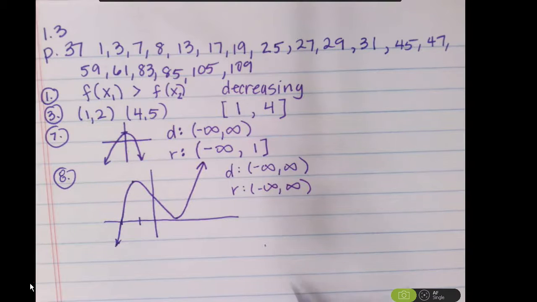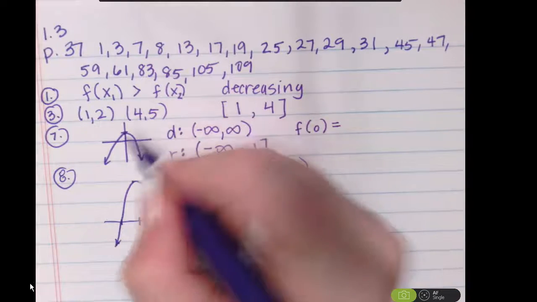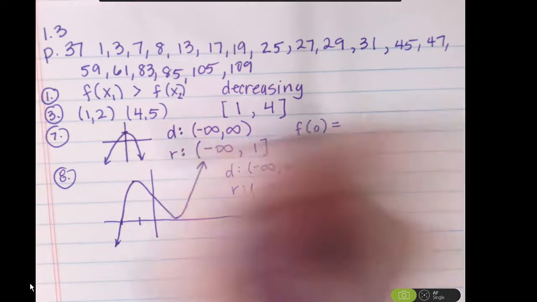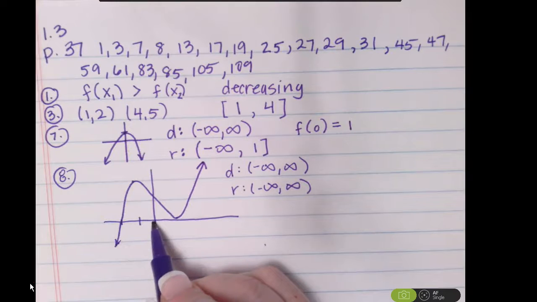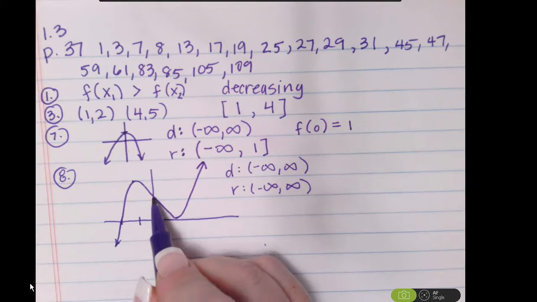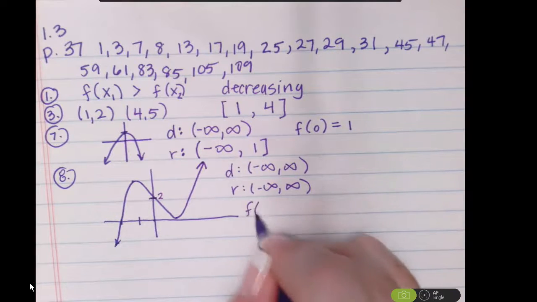Looking back at the directions for this section, I was also supposed to tell what f of 0 is. So at 0, my function here in number 7 is positive 1. Here at 0, I guess that depends how well I sketched my graph. Looks like it's crossing at 2, so f of 0 equals 2 on this one.